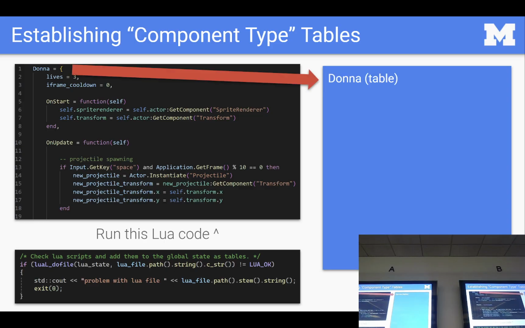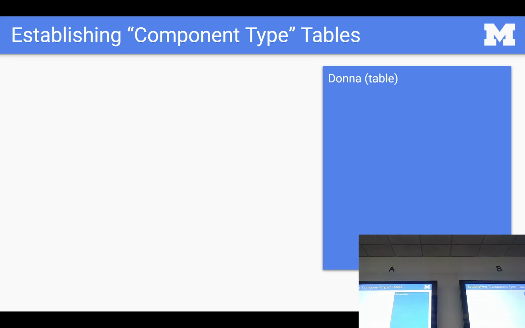So anyway, here's what happens. You run this file via the luaL_dofile function. This Lua code gets run in your Lua interpreter, and thus our Lua state suddenly has a Donna table inside of it. It's just chilling there. It's a global variable that we can reference via that Donna with a capital D. So that's a good start.